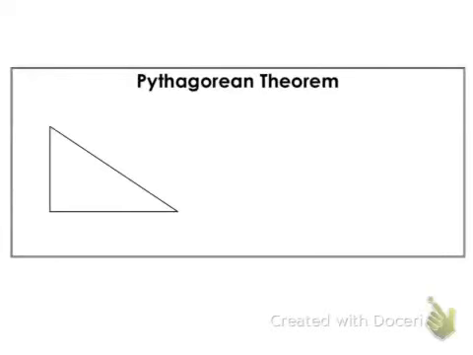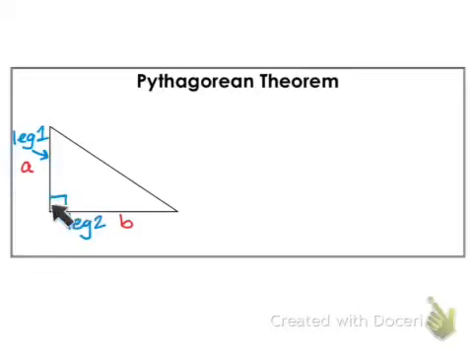The Pythagorean Theorem is something that we use to find the length of a side of a right triangle. So if we look at our diagram, we have a right triangle based on that right angle right there. And so we have three parts of our right triangle. We have our first leg, which is going to be our A, our second leg, which is our B, and our hypotenuse, which is across the right angle.